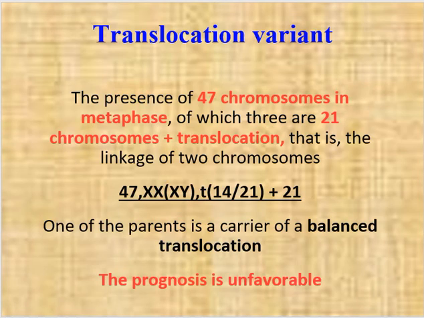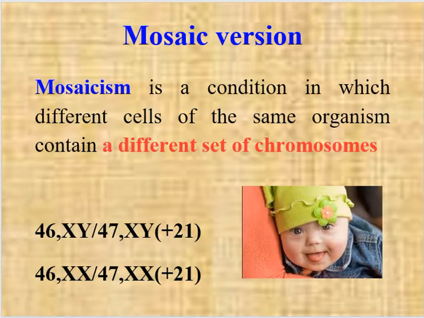Translocation variant. The presence of 47 chromosomes in metaphase, of which there are 21 chromosomes plus translocation, that is, the linkage of two chromosomes. One of the parents is a carrier of a balanced translocation. The prognosis is unfavorable. Mosaic version. Mosaicism is a condition in which different cells of the same organism contain a different set of chromosomes.